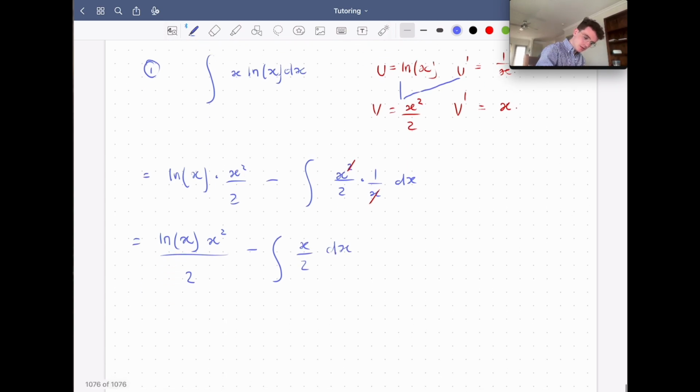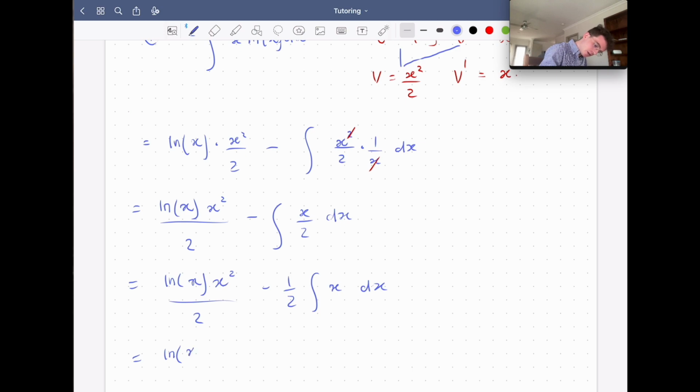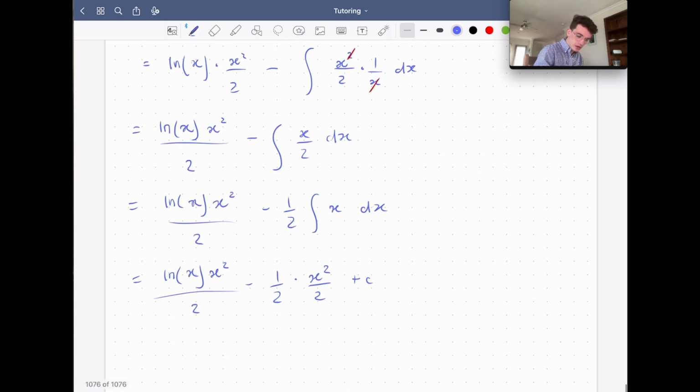dx. Taking out the half, we've got ln of x times x squared on 2 minus the half integral of x dx, which is equal to ln of x squared on 2 minus 1 on 2 times by the integral of x is x squared on 2 plus c. So my final answer is going to be x squared ln of x on 2 minus x squared on 4 plus c. Have you ever had more fun? I haven't.